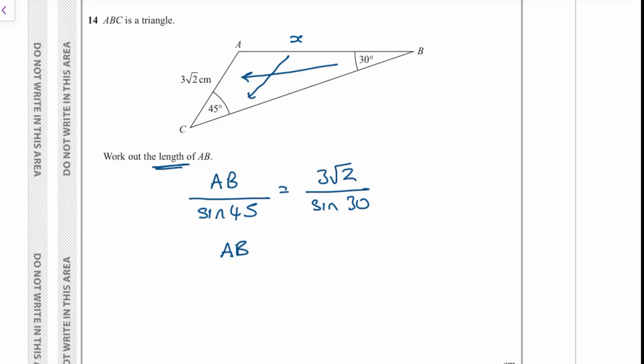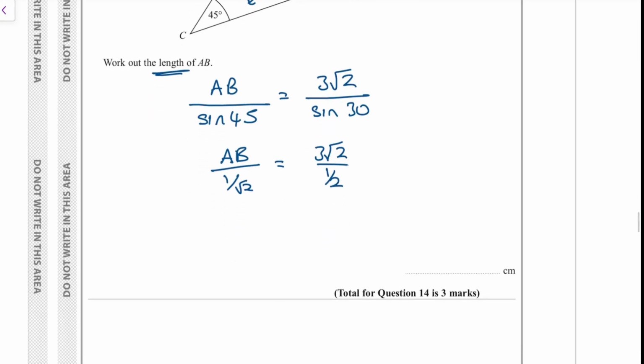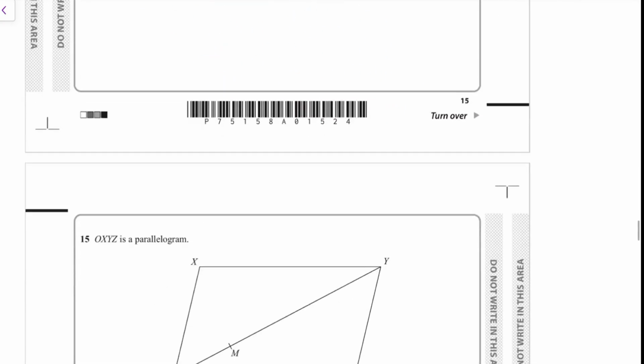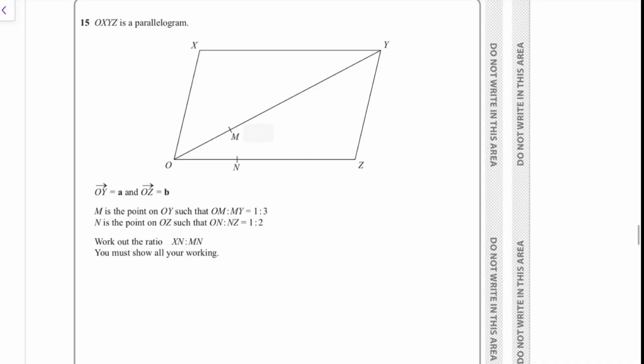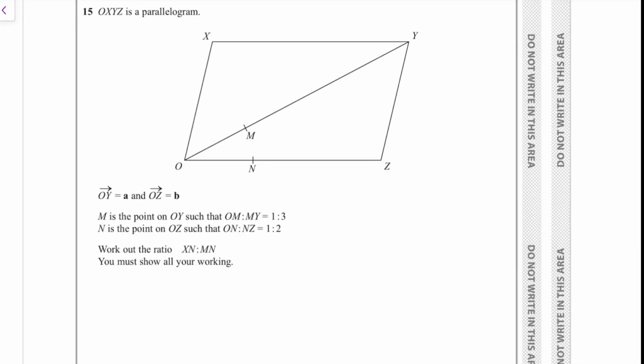So AB over 1 over root 2 is equal to 3 root 2 over a half. Now if you divide by half, you double it, so that's equal to 6 root 2, and then I'm going to multiply this out. So I've got AB equals 6, oh it does cancel, yeah, 6 root 2 times 1 over root 2, which equals 6, and 6 is the answer that I'm going to stick to. So I'm quite happy with that. That's not too bad, is it? That's okay. Definitely much easier than the last question, which I'm going to look at later, because I'm sure I did that the too long way. Anyway, forget about that question.